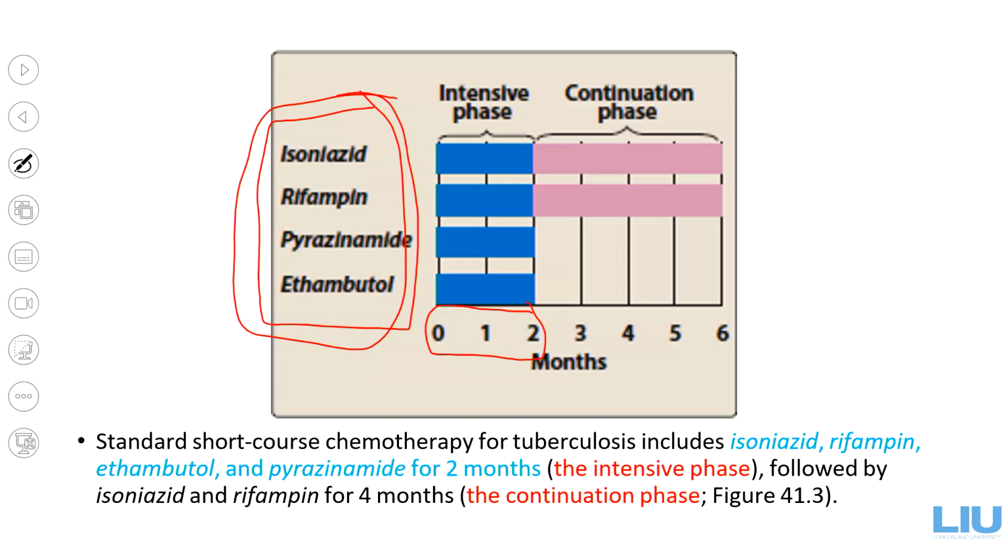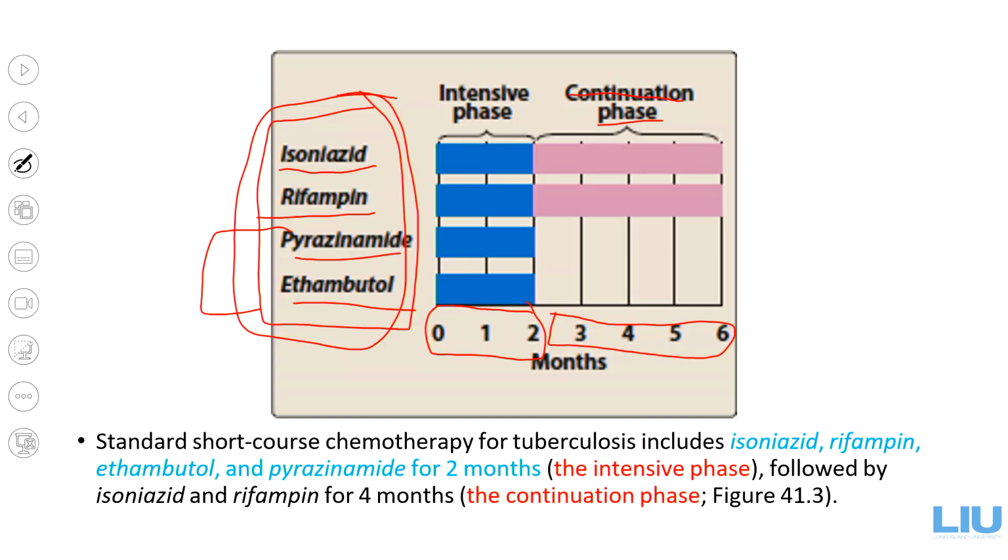But then after that, for the next 4 months, you would go into the continuation phase, which has only isoniazid and rifampin, and you would stop pyrazinamide and ethambutol. As you will see soon, the effect of these 2 usually has no significance after 2 months. So you would stop these 2, because why take drugs when there is no need or there are no effects? Especially with the side effects they have. Okay. Any questions about that?